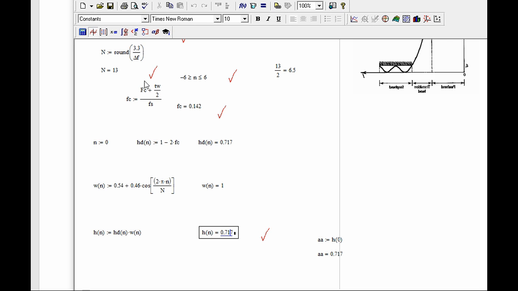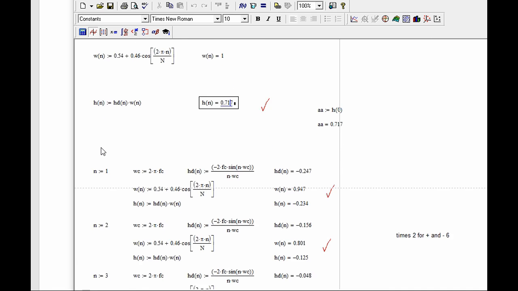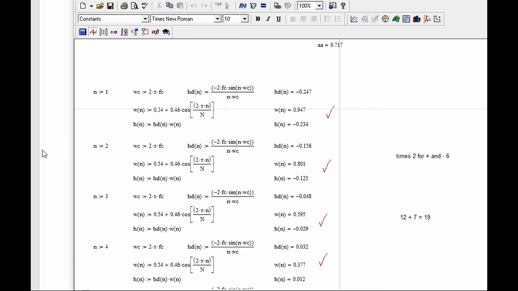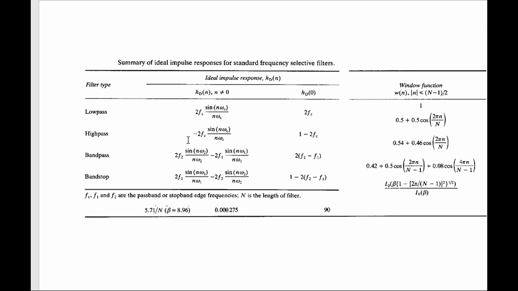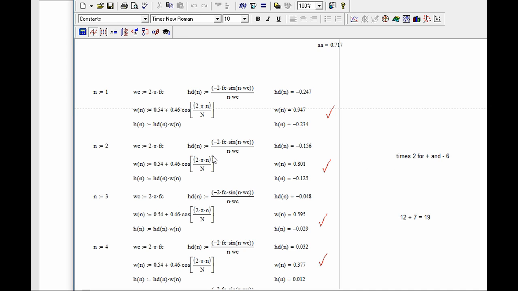So we calculated the first one now, which was for value 0. The next one will be for value 1. So if we go to the table, a low pass filter from 1. For 0 it was this one, from 1 onwards is this formula here. So let's see how it works.